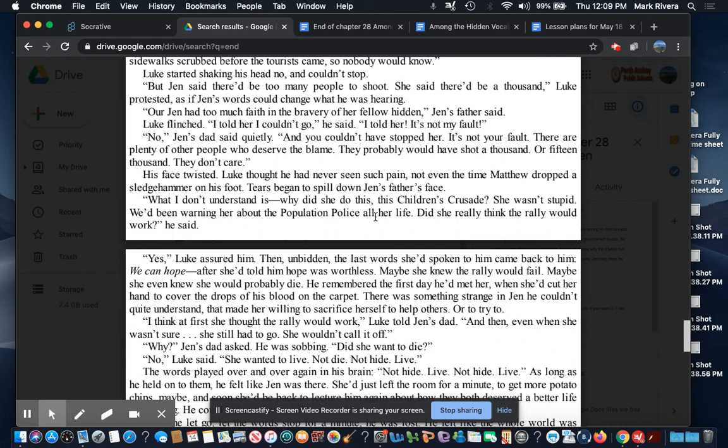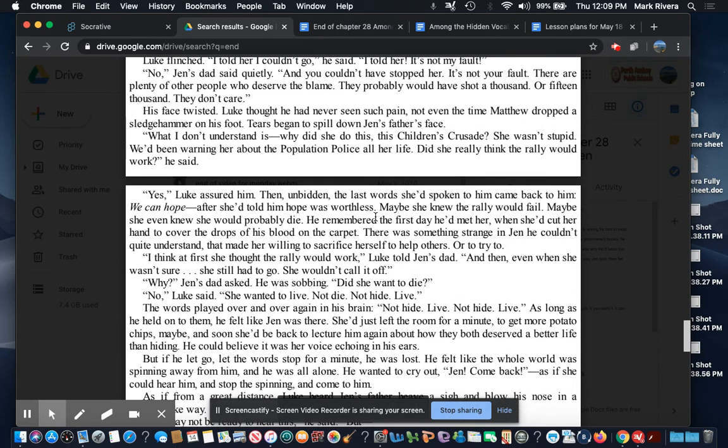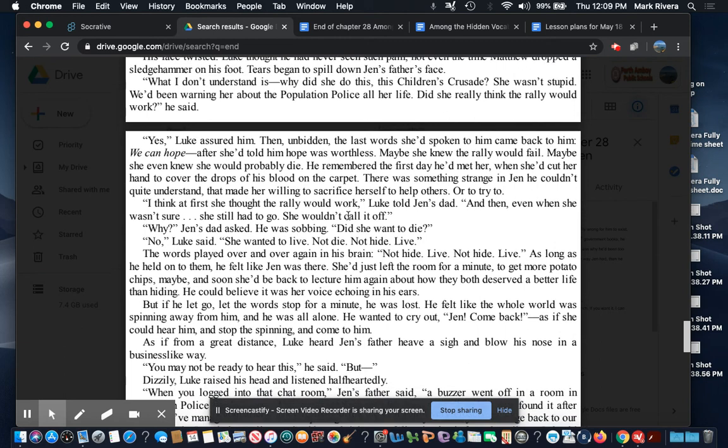"They probably would have shot 10,000, 15,000. They didn't care." His face twisted. Luke thought he had never seen such pain, not even the time Matthew dropped a sledgehammer on his foot. Tears began to spill down Jen's father's face. "What I don't understand is why did she do this children's crusade? She wasn't stupid. We've been warning her about the population police all of her life. Did she really think this rally would work?" he said. "Yeah," Luke assured him.